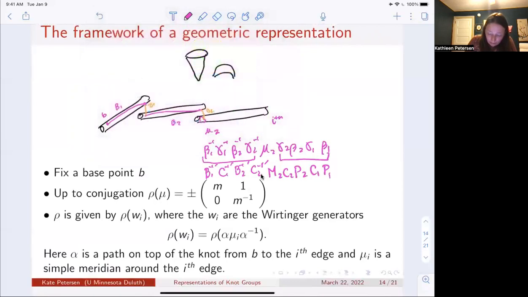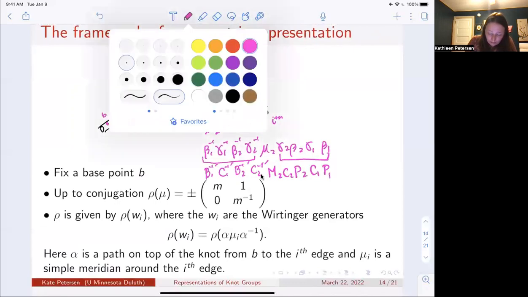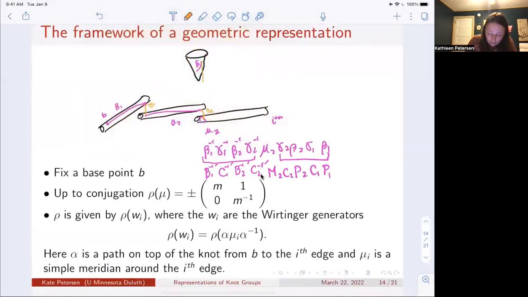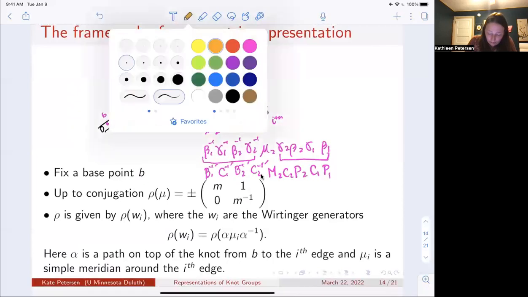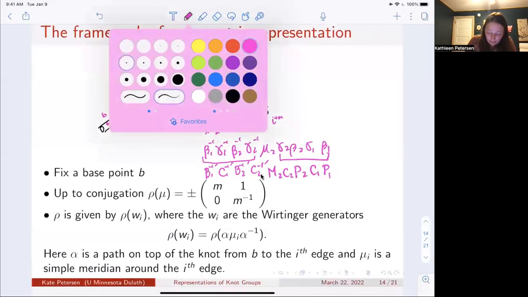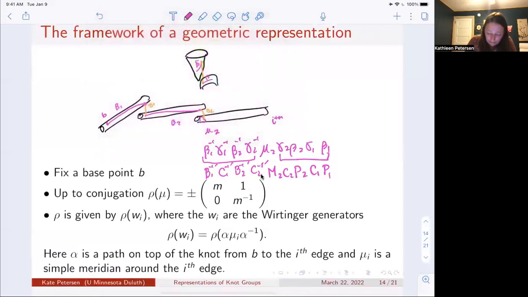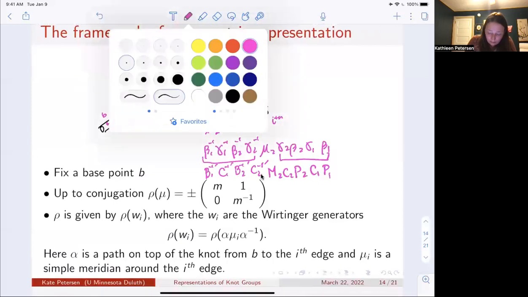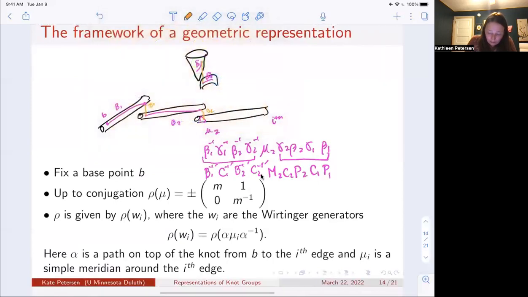So P1, oops. Let me make this beta 1 tilde, and then C1 will come down to another banana here, and then beta 2 tilde will then be followed by gamma 2 tilde. This was gamma 1 tilde. Okay, and now we're on the third banana.